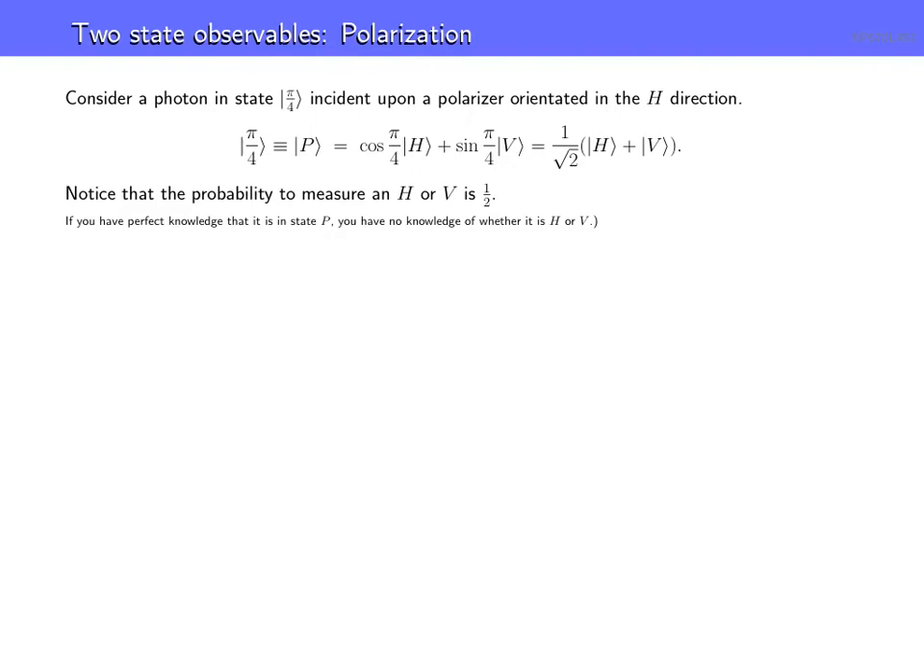But let's look at another ket which I can define, which I'm going to call m for minus, which is just going to be rotating it by minus 45 degrees.